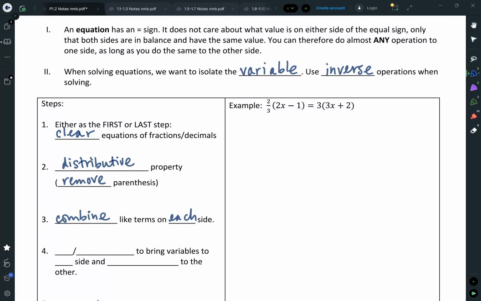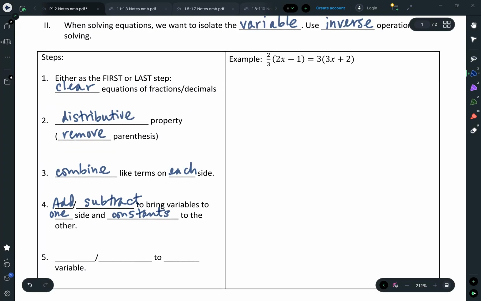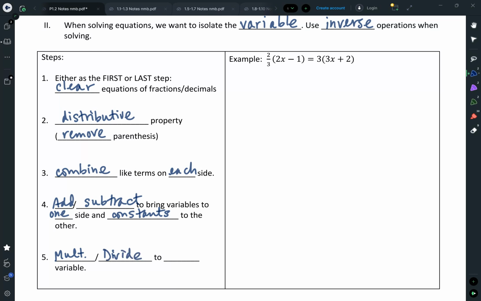And then our next step is normally to add and subtract. I say normally because I can come up with equations where we wouldn't do this next. But to add and subtract to bring variables to one side and constants to the other. And then our last step is to multiply or divide to isolate the variable. And this again is normally. I don't know how I feel about writing all these steps out because, like I said, I can always come up with something that's not going to follow them. It kind of bugs me saying this is how it always works, but it gives you a good general idea.